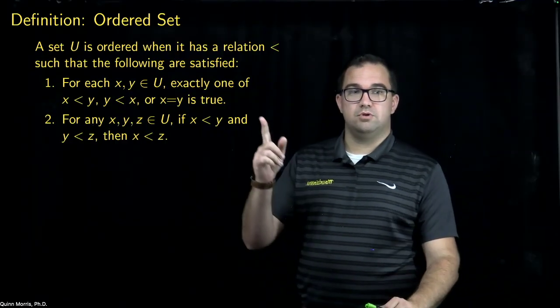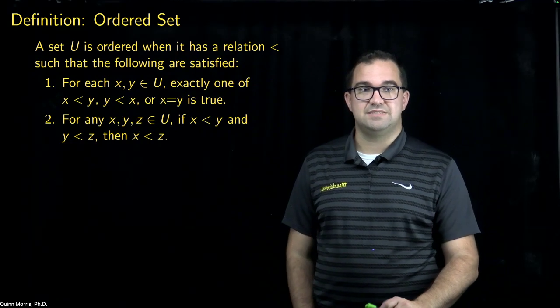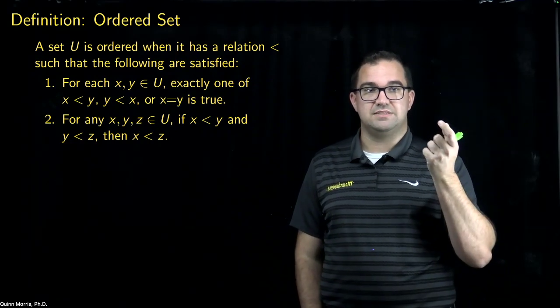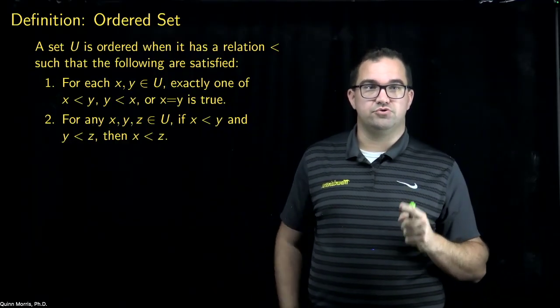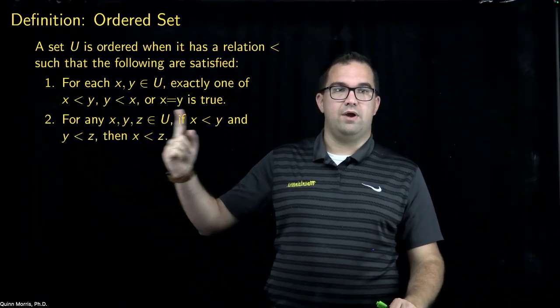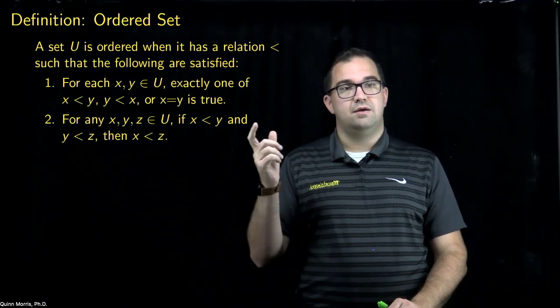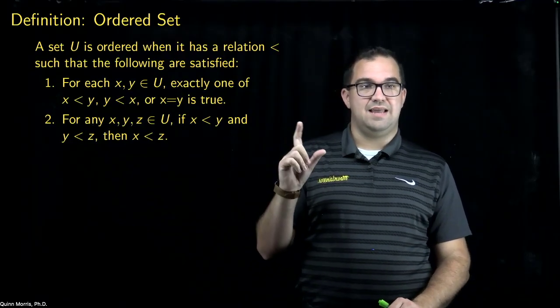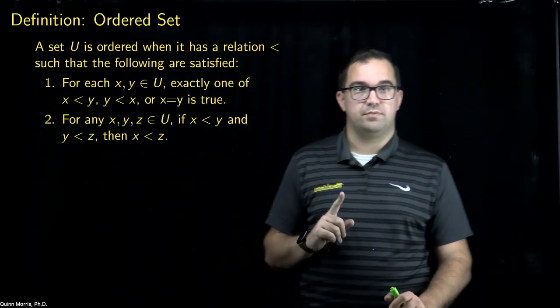The first thing I want satisfied is, for each x and y in my set U, so for 2 arbitrary elements in my set, I want exactly one of the following to be true. x is less than y, y is less than x, or x is equal to y. Okay, so either x is less than y, y is less than x, or x and y are equal. And exactly one of those should be true.